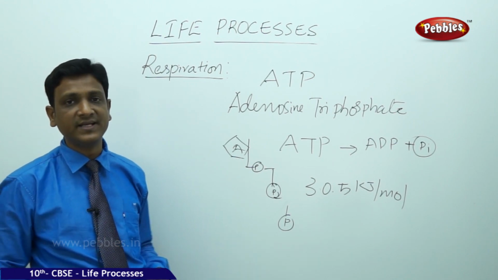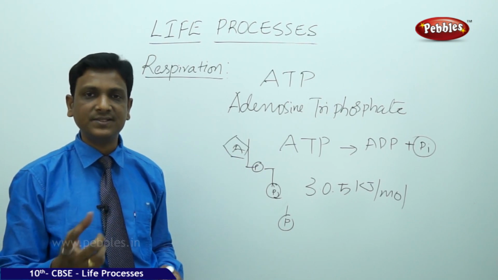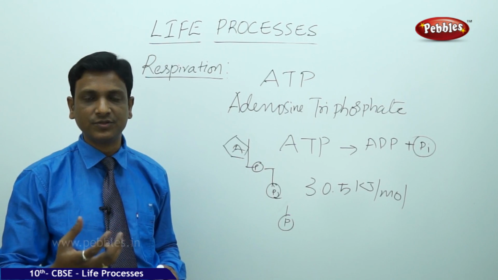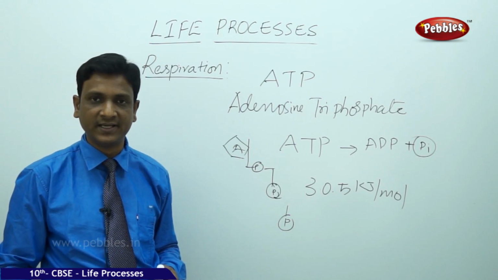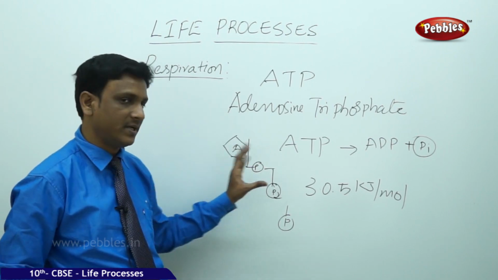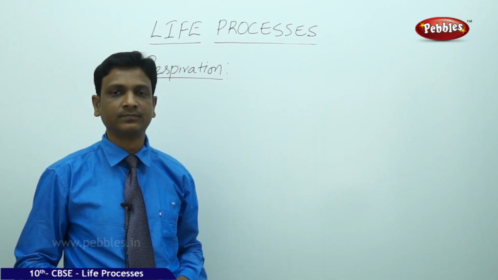This energy is used for various chemical reactions, just like how a battery or a cell is used to run different kinds of things. The chemical energy in the battery is used as light energy, sound energy, mechanical energy. So we can use it in different forms. In the same way, the energy present in the ATP is utilized for various reactions inside the cells.